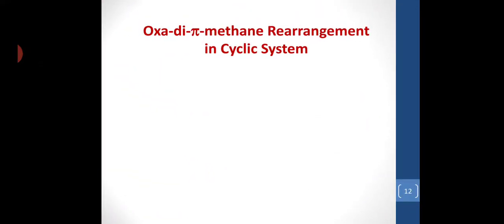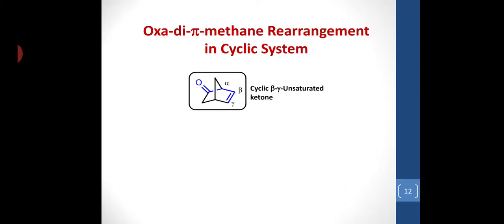Oxa-di-pi-methane rearrangement can also occur in cyclic system. This is a cyclic beta-gamma unsaturated ketone. Mechanism of the reaction is same as that for our acyclic system.